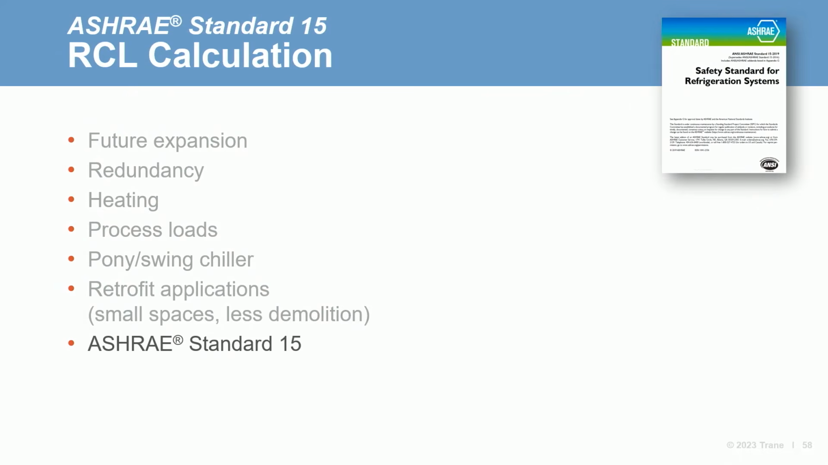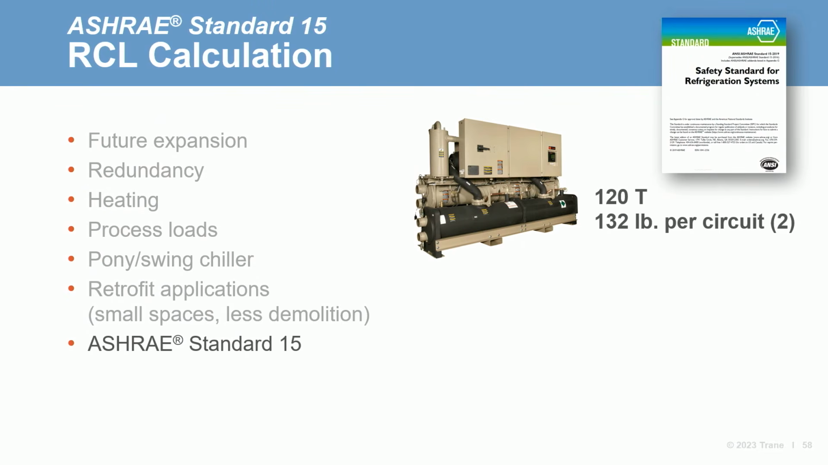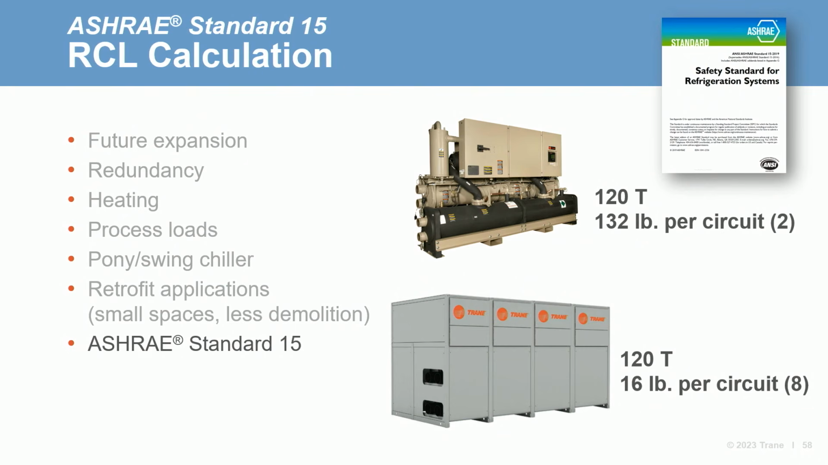A quick example, this 120-ton water-cooled rotary chiller contains 2 circuits, each containing 132 pounds of charge. The RCL is calculated based on 132 pounds for the given space volume. If instead 4 30-ton modules are used, each of the 8 circuits contains 16 pounds of charge. So the RCL is calculated based only on 16 pounds rather than the 132 pounds. This decreases the potential charge release for the same space volume by a single circuit.